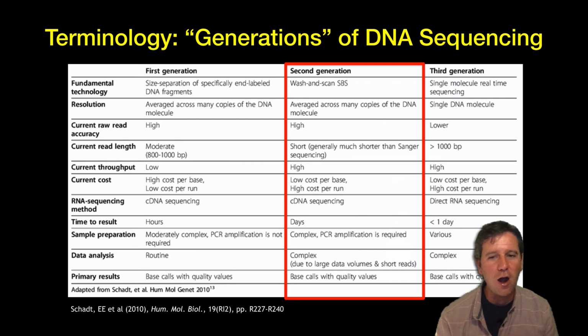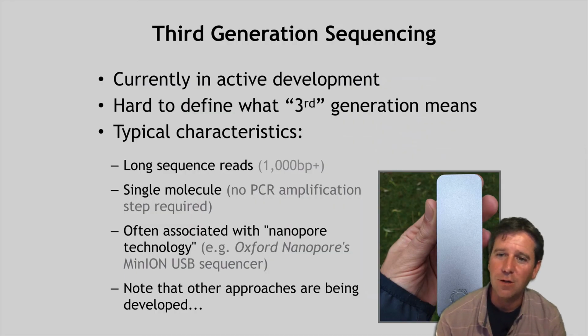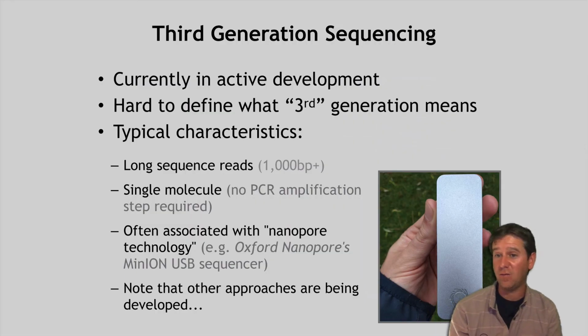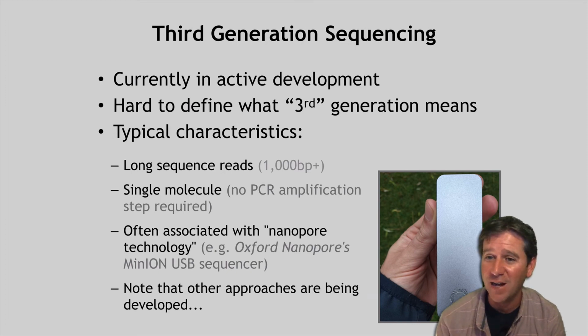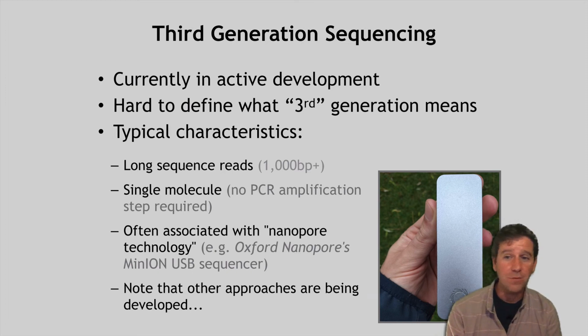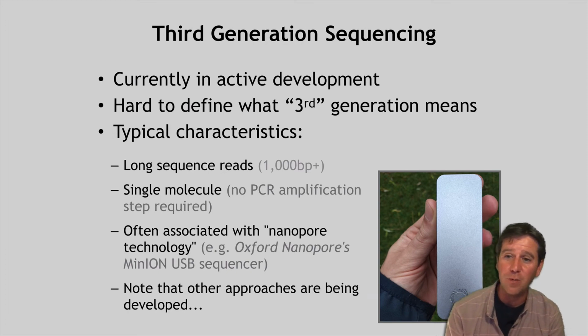Now, it's kind of hard really to come up with a consensus about what these third generation approaches are, because they're still really in active development. Typical characteristics of those that are available are long reads, typically in the order of 1,000 base pairs or more. That's great, right? That's going to make the bioinformatics much easier than these smaller fragments when you go to put your jigsaw back together. Single molecule, this is also great because we don't need our PCR amplification steps anymore.